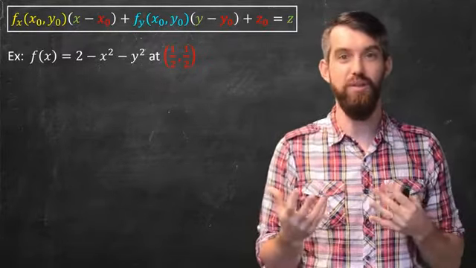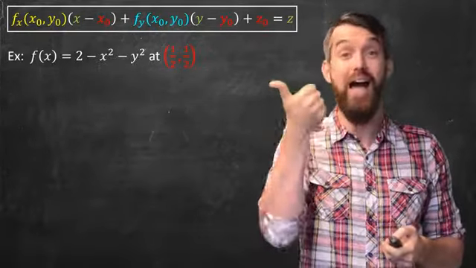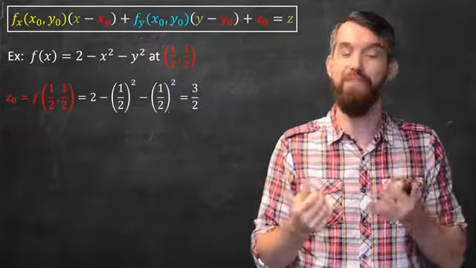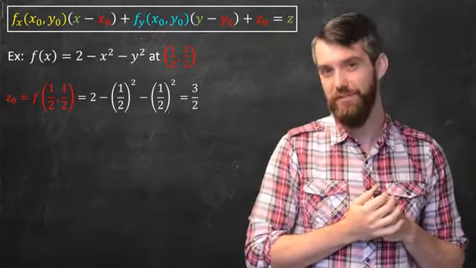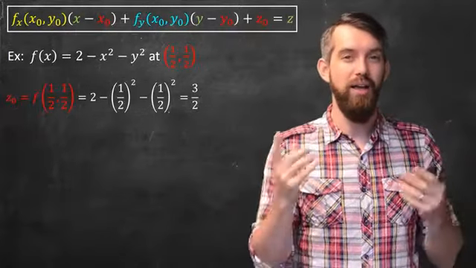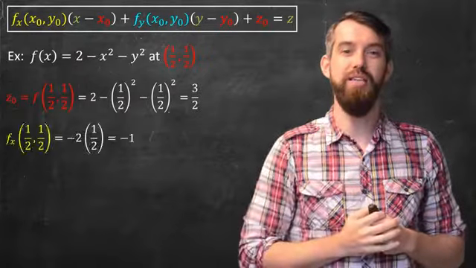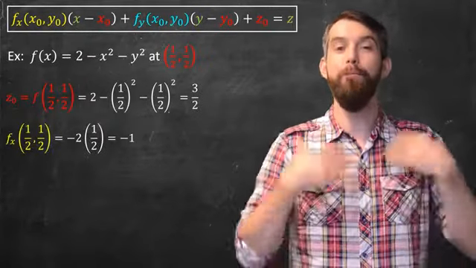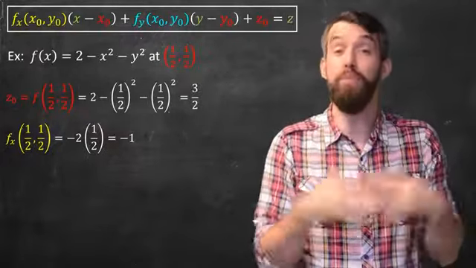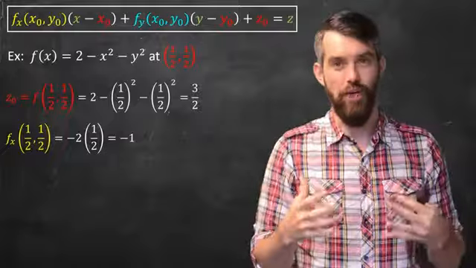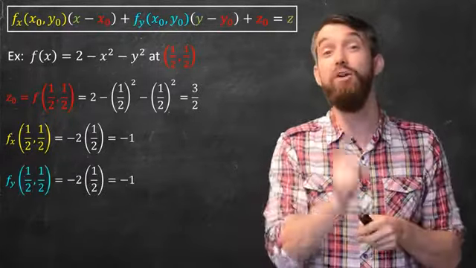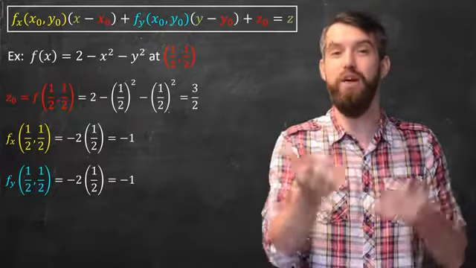So the first thing I'm going to figure out is maybe my z naught. What is the height of the function at this particular point? Well, I just plug it in. What is f of 1/2, 1/2? I plug it in and I get the value 3/2. Then I want to figure out the partial with respect to x and the partial with respect to y. The partial with respect to x here is minus 2x, but I evaluate at the point x equal to x naught, so it's minus 2 times 1/2, or minus 1. Likewise, if I take the partial with respect to y here, this is minus 2y. I evaluate at y naught equal to 1/2, and I get the value of minus 1.